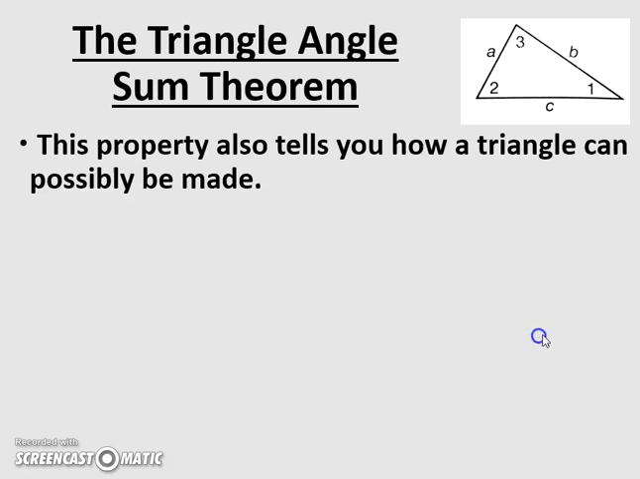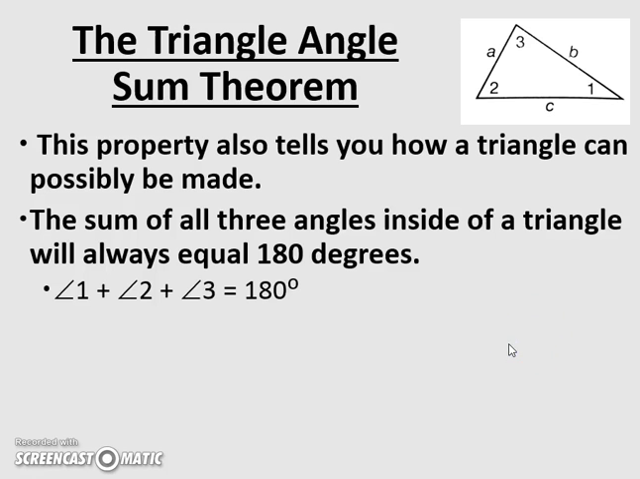Okay, let's look at our second theorem, the triangle angle sum theorem. This property also tells you how a triangle can possibly be made. The sum of all 3 angles inside of a triangle will always equal 180 degrees.